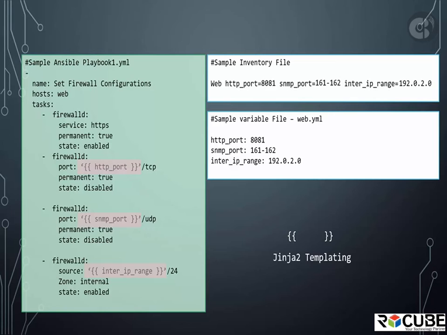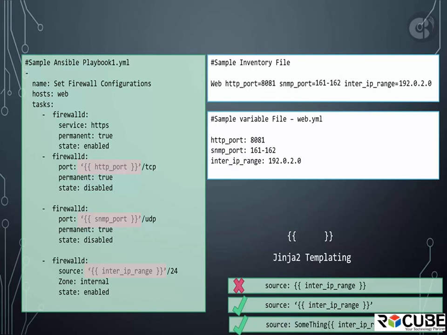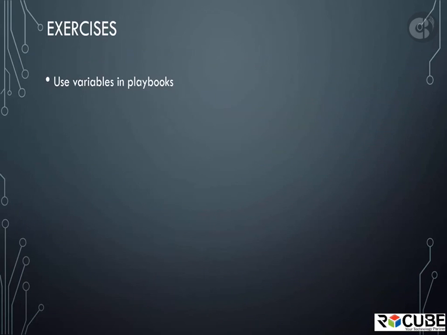Remember, this format we are using to use variables is called Jinja2 templating. Look it up when you get a chance. Finally, while using variables with Jinja2 templating, remember to enclose it within quotes if you're starting your assignment with the variable. However, if the variable is in between a sentence, then this is not required. Let's play around with variables in coding exercises.